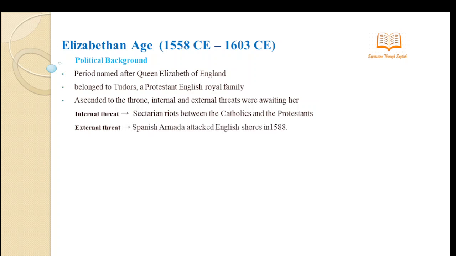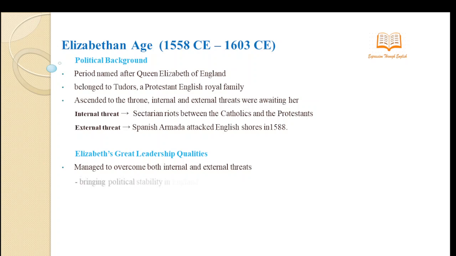One Spanish armada, a fleet armed with different weapons, came from Spain to attack England. That happened in 1588. So these were the two threats she faced soon after her coming to the throne. Since she was a great leader, she managed to overcome all these problems, both the internal and the external threats.